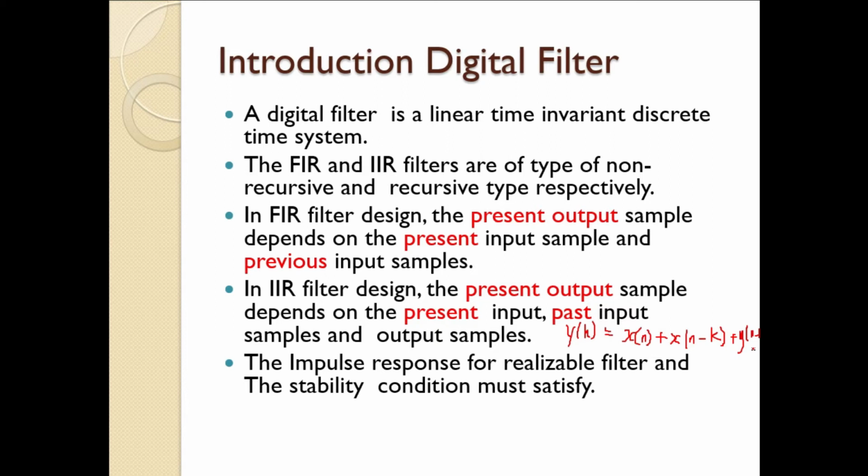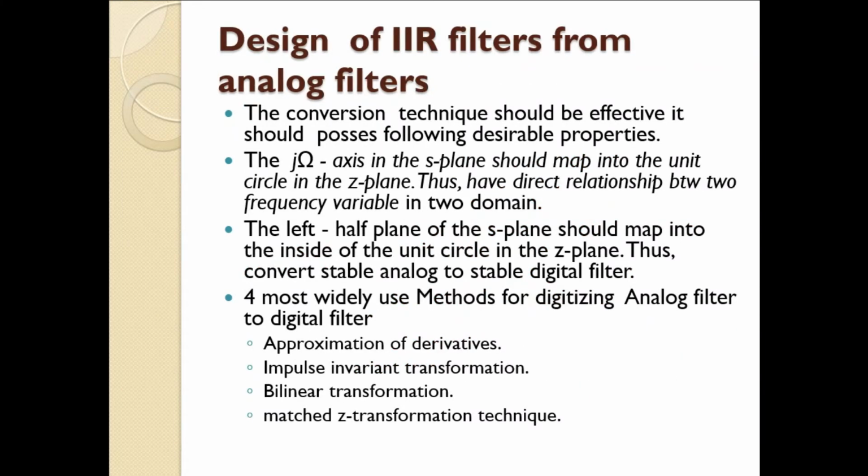For the realizable filter, the impulse response and the stability condition must be satisfied. These two conditions are needed to have a better filter. To design the IIR filter from the analog filter, the conversion technique should be effective if it possesses the following properties. For example, the j omega axis must be mapped into the unit circle of the z plane. We have the direct relationship between the two frequency variables in the two domains. The left half plane of the s plane must be brought inside the unit circle of the z plane.